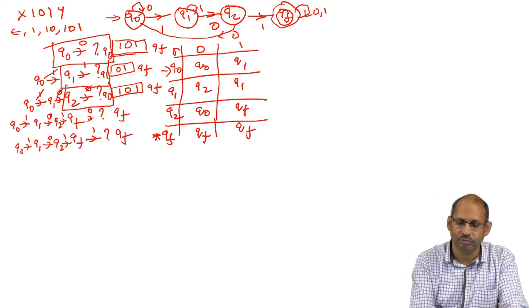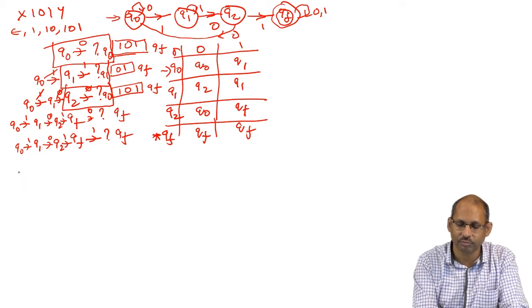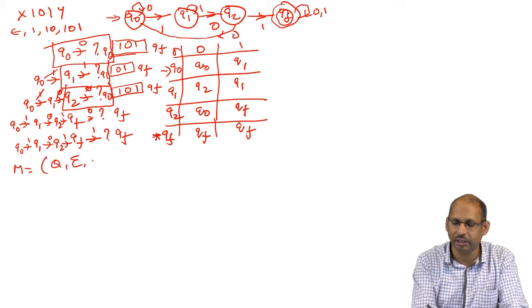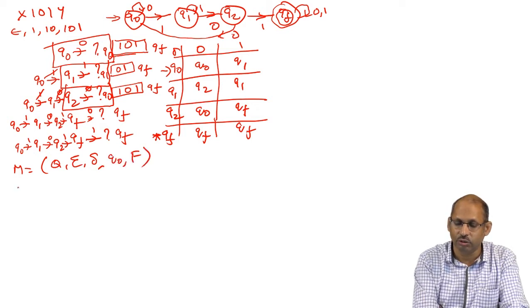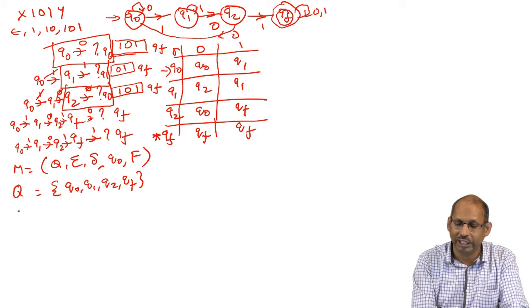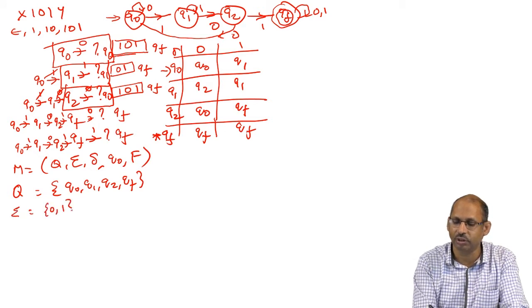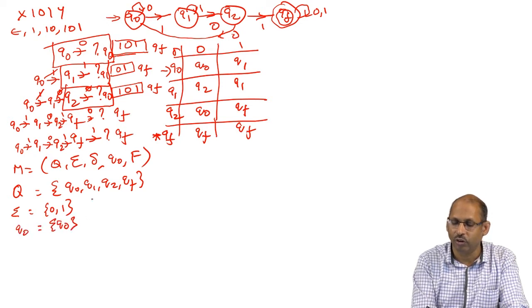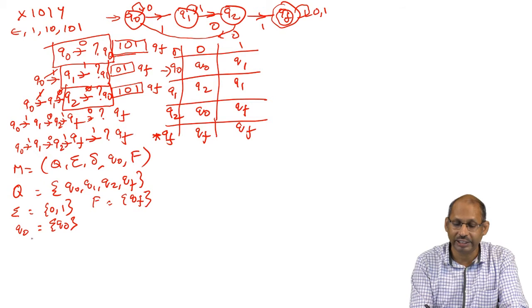Now, the 5-tuple notation. M equals the set of states, input alphabet, transition function, initial state, set of final states. What is Q, the set of states? Q0, Q1, Q2, QF. Then what is the alphabet? 0, 1. What is the initial state? Q0. What is the set of final states? QF.